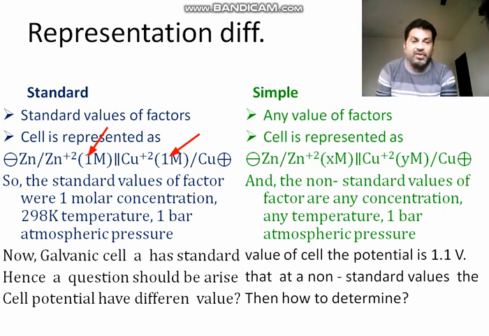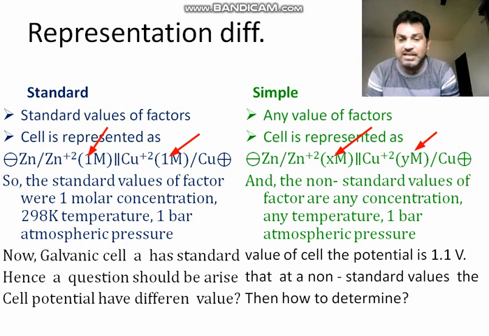But now see, the concentration is not 1 molar. The concentration is changed. I have written x molar, and the concentration of copper I have also changed to y molar. So with different concentrations there will be a different answer. We have to remember that in the Daniell cell, if it has the standard value, then the standard value is 1.1 volt, but if the concentrations are changed, we will have some different value.